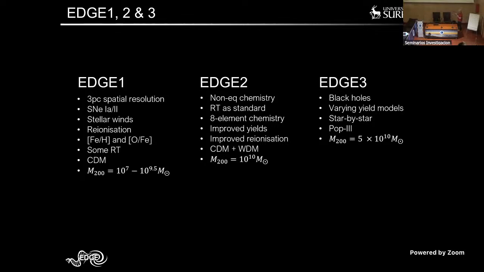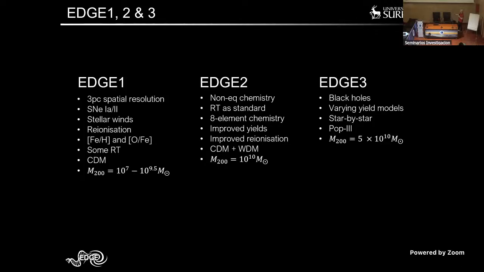So in EDGE 1, we had this high resolution. We had a model for 1A and 2 feedback, stellar winds, reionization. We tracked iron and oxygen. We ran a couple of simulations with radiative feedback from stars. So we have reionization, of course, bathing the whole box, but this is actual photon feedback from individual stars.